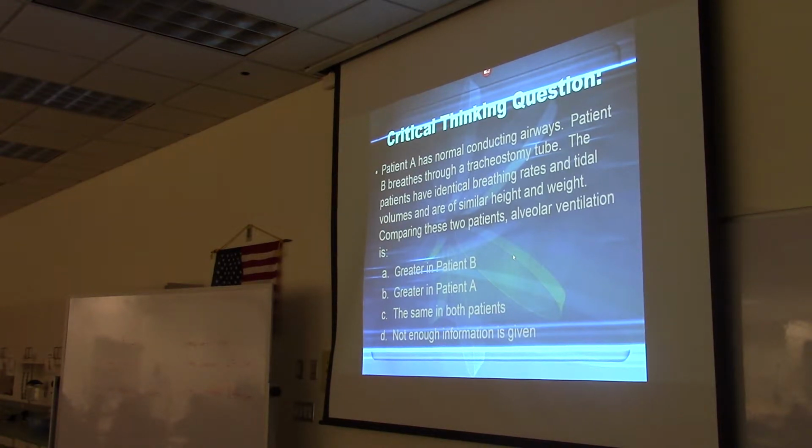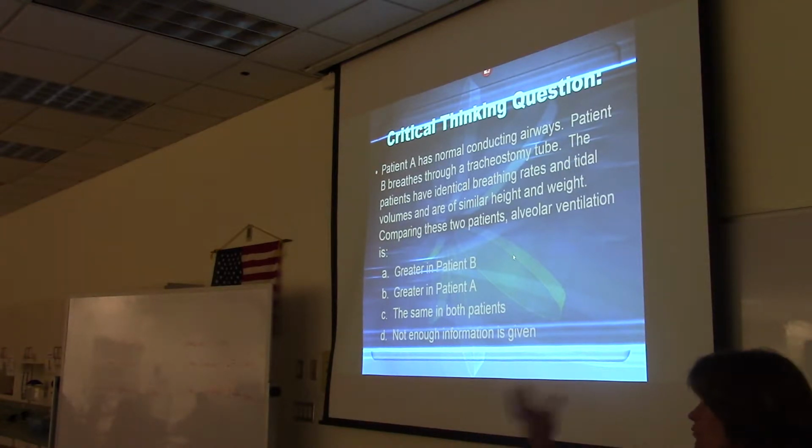So of the tidal volume, you've got less anatomic dead space in the patient with the trach tube. So of the tidal volume they get, more of it's going to make it to the alveoli. The more anatomic dead space you have, the more the tidal volume will just stay in the conducting airways, in the anatomic dead space.